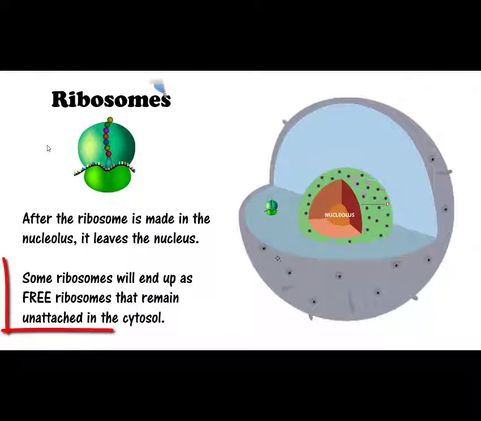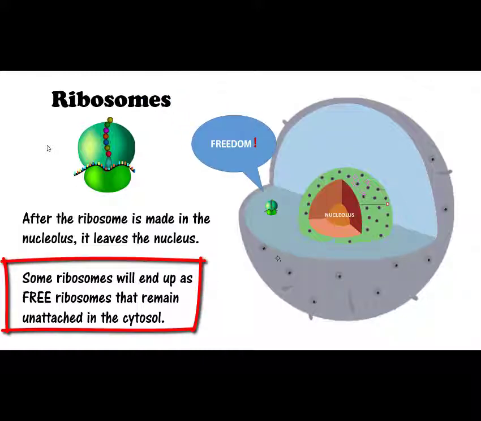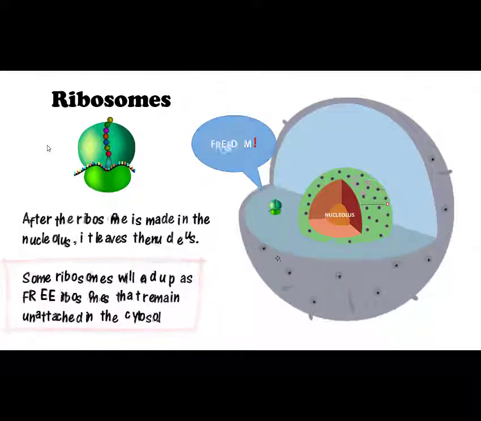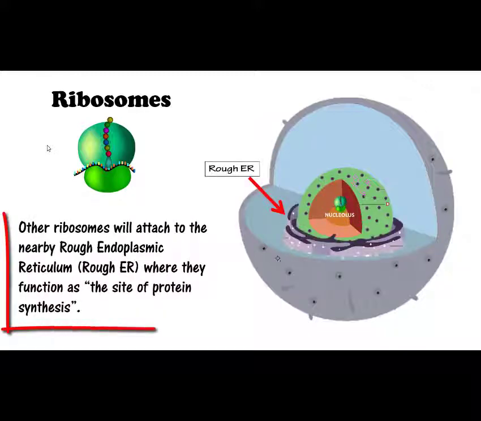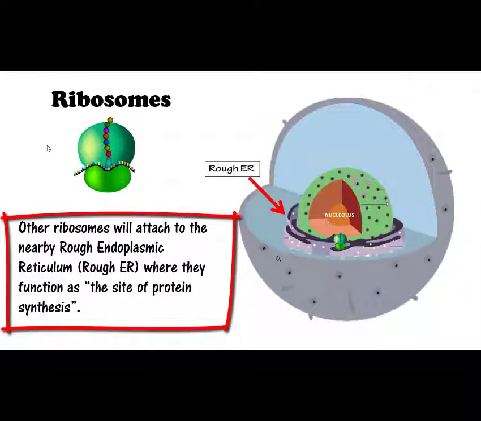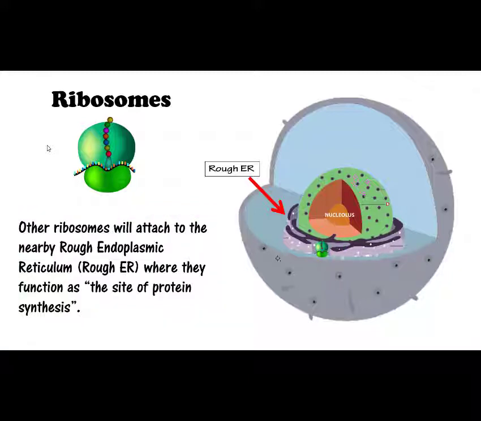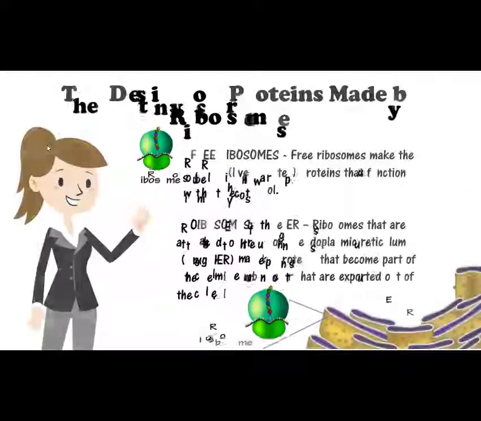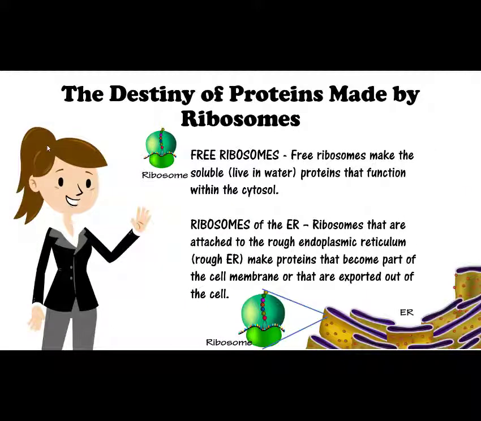Some ribosomes will end up as free ribosomes that remain unattached in the cytosol. Other ribosomes will attach themselves to the nearby rough endoplasmic reticulum, or rough ER, where they will function as the sites of protein synthesis. Free ribosomes will function to make soluble proteins that will function within the cytosol. Ribosomes that are attached to the rough endoplasmic reticulum will make proteins that will become part of the cell membrane or that will be exported out of the cell.